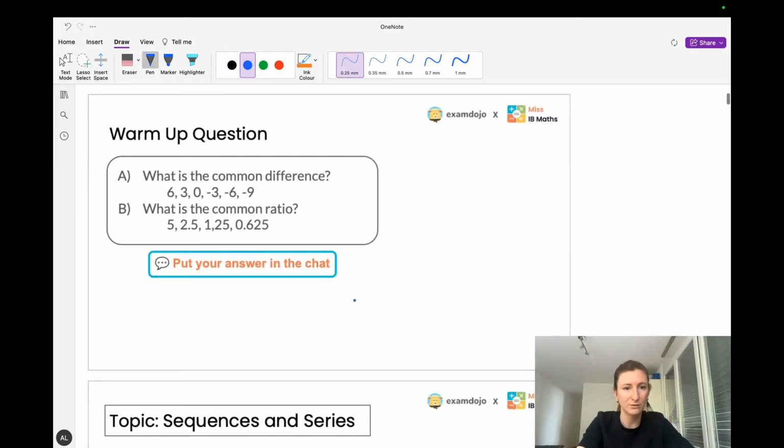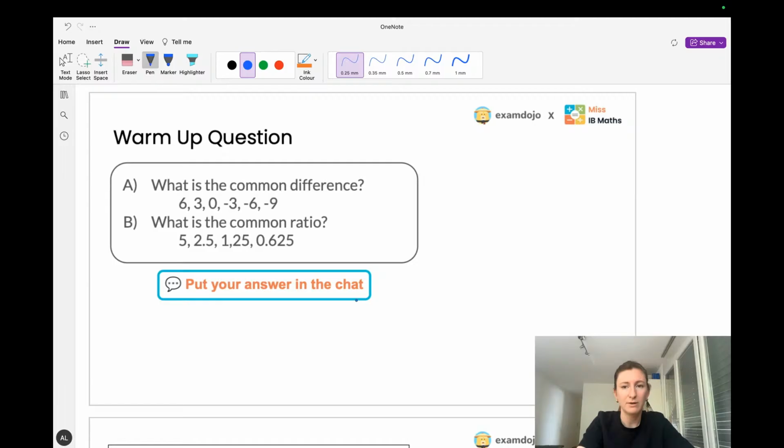All right, so here we have a warm-up question. Can you answer this in the chat? This just means put your answer in the chat if you see that box. So the first question is, what is the common difference for that sequence? And what is the common ratio for that series? I'll give you a couple of seconds to answer that in the chat.